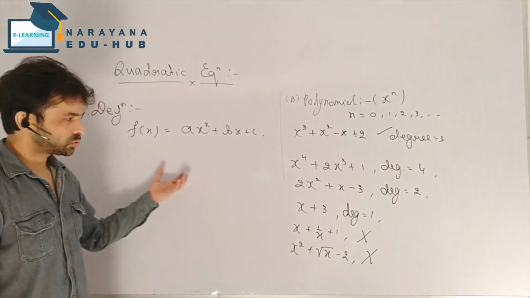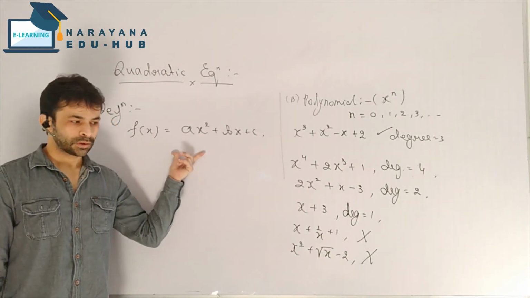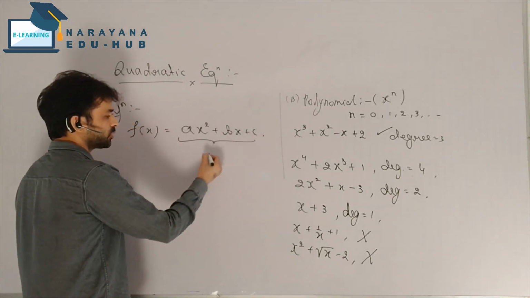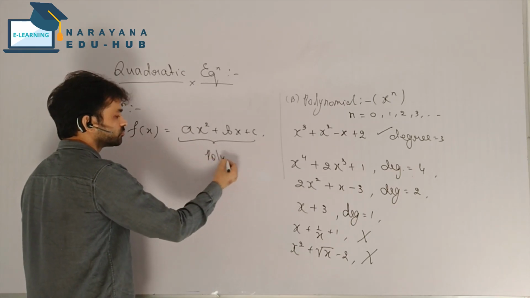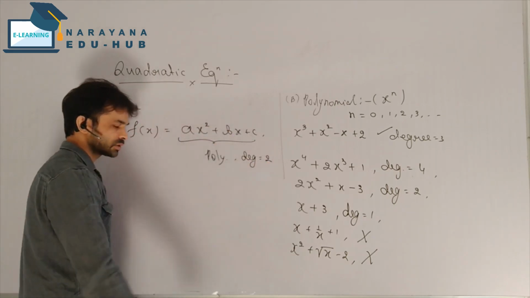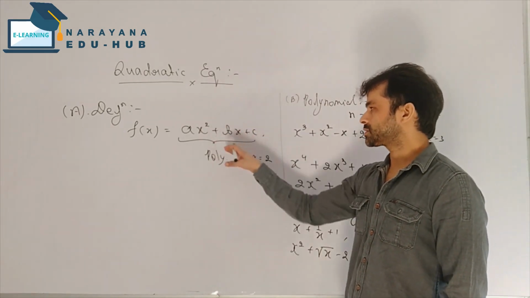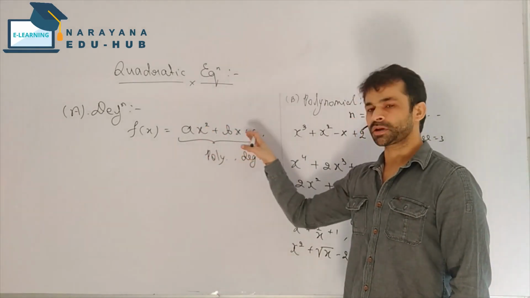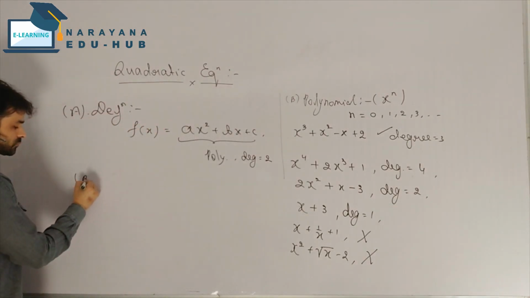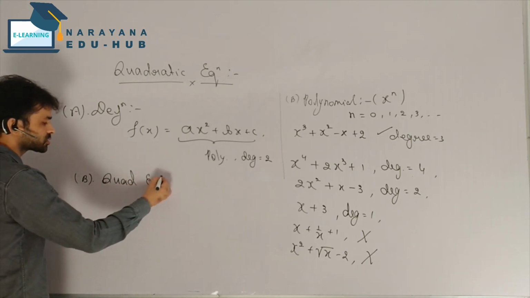Now come to our quadratic function. A quadratic function or polynomial is simply a polynomial of degree 2. Now I think that is more clear to you. So this is the quadratic expression. When we equate this equal to 0, this becomes a quadratic equation.